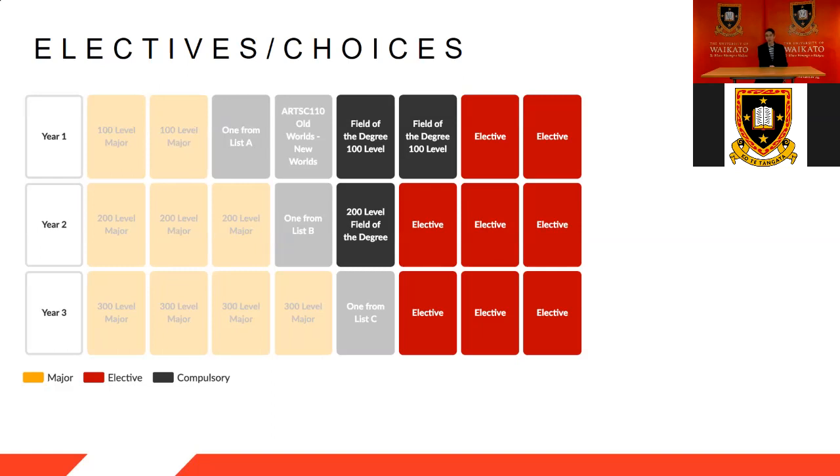So what I would like to say in the context of this presentation is that you can always approach program conveners if you're looking on the website. Each program has someone that leads that program, and you can approach them if you're interested in taking particular papers as electives, or you can approach me as head of school also for advice around particular papers to complement what you're studying in other areas of the university.